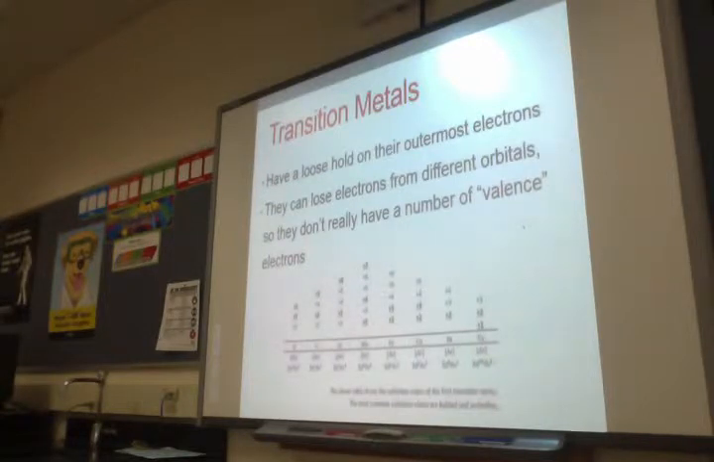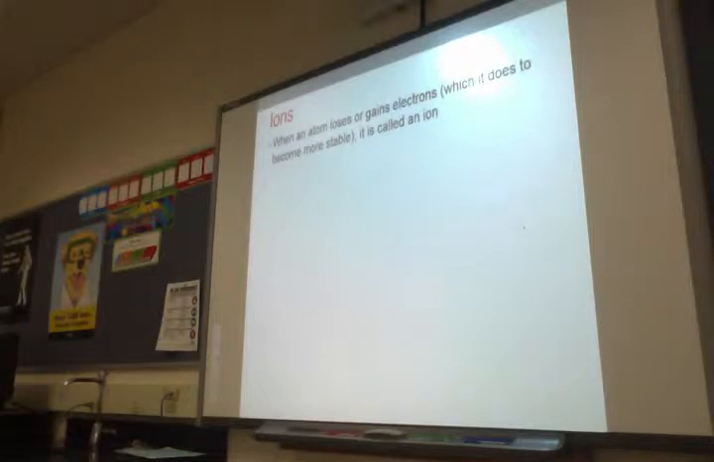Again, it's because they have a loose hold on their outermost electrons. They can lose from different orbitals. Orbitals, we can think of that like shells around the nucleus. So they don't really have a number of valence electrons. And that explanation is not as important as just understanding that they can form different charges. All right. Move on from here.